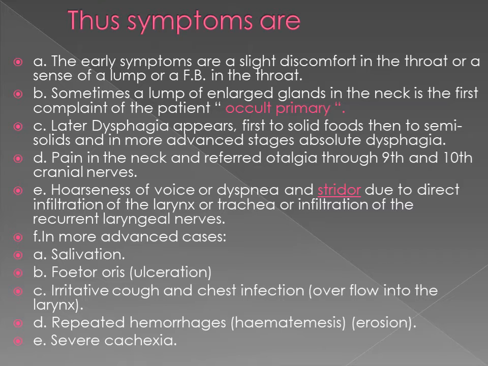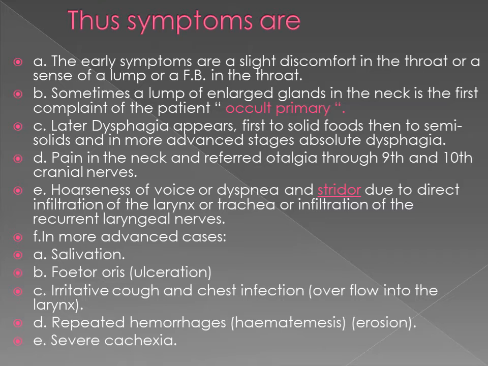Pain in the neck with referred earache through the glossopharyngeal and vagus nerves. Hoarseness, and if there is dyspnea and stridor, this is due to infiltration of the larynx or trachea, or infiltration of the recurrent laryngeal nerve, which controls the mobility of the vocal folds. In some advanced cases, there may be salivation.